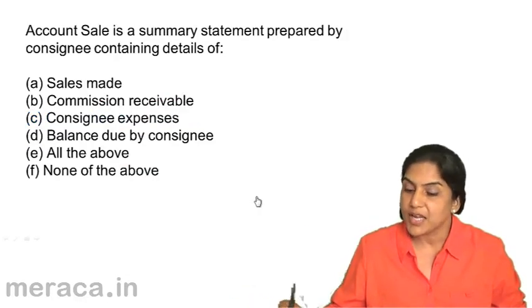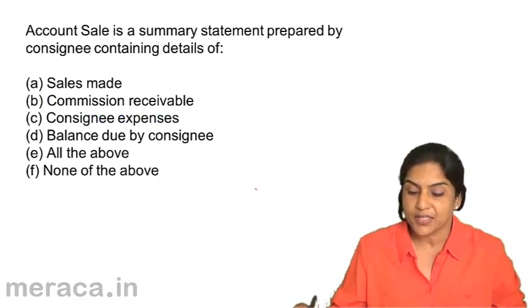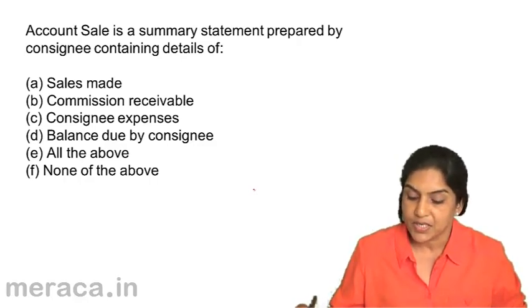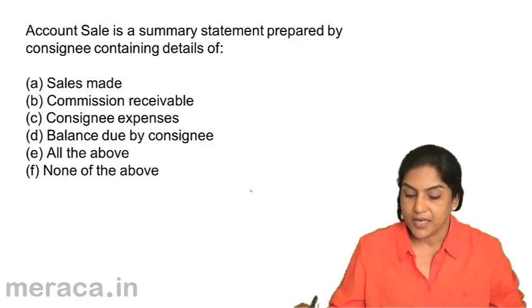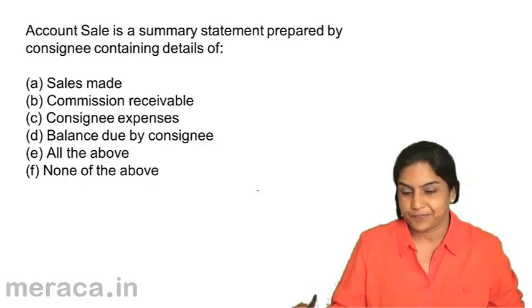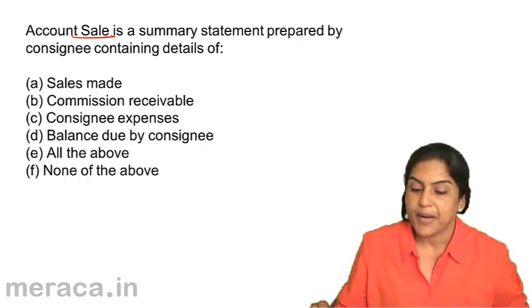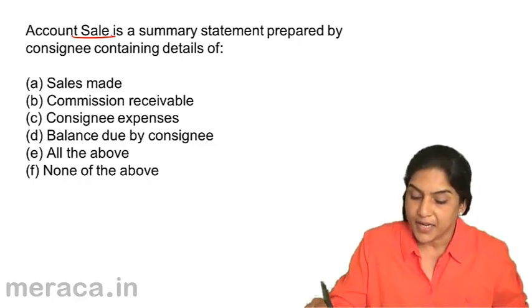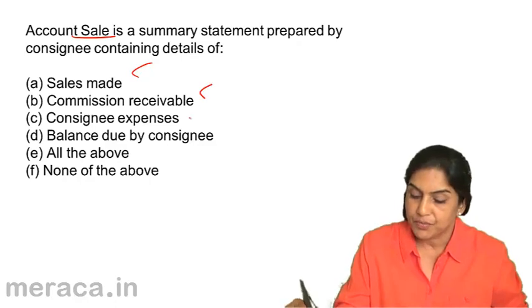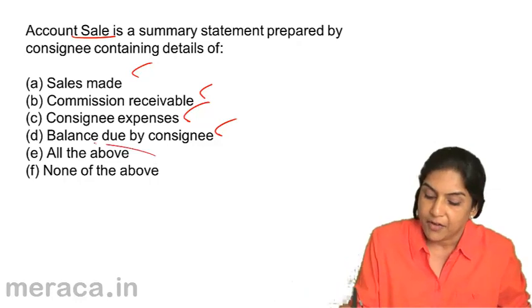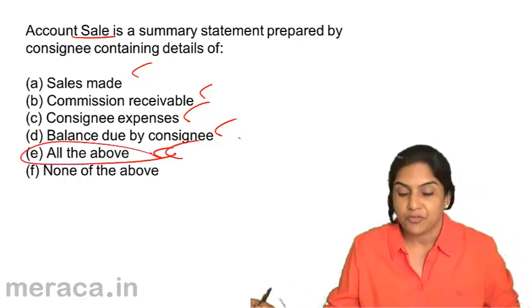Next, account sale is a summary statement prepared by consignee containing details of A, sales made, B, commission receivable, C, consignee expenses, D, balance due by consignee, E, all of the above, and F, none of the above. Account sale is a summary statement prepared by the consignee containing details of sale made, commission receivable, consignee's expenses, balance which is due by consignee. Therefore, the correct answer is all of the above.